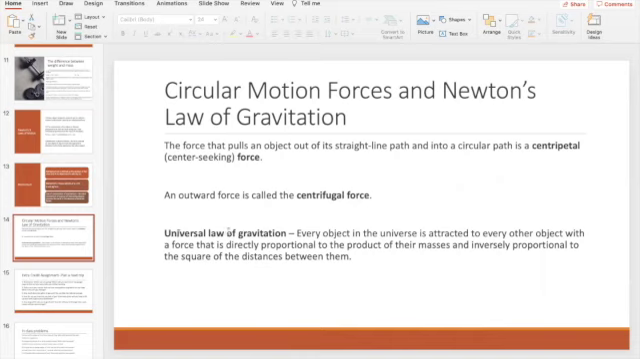And then the universal law of gravitation states that every object in the universe is attracted to every other object with a force that's directly proportional to the product of their masses and inversely proportional to the square of the distance between them. So that is a whole equation that we will not go too deeply into in the introductory level course. All right, so just for your information, but it won't be on your test.